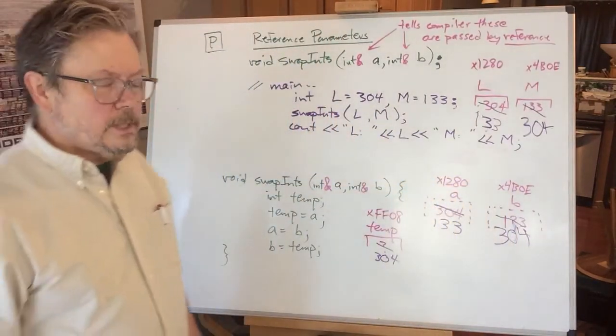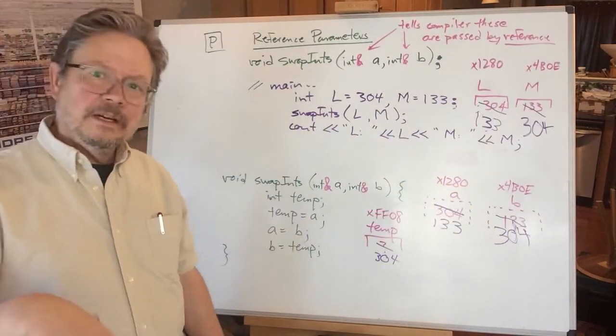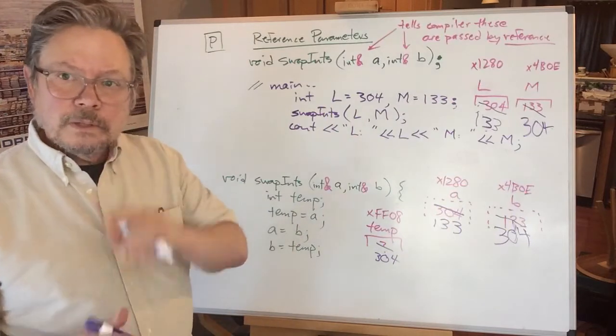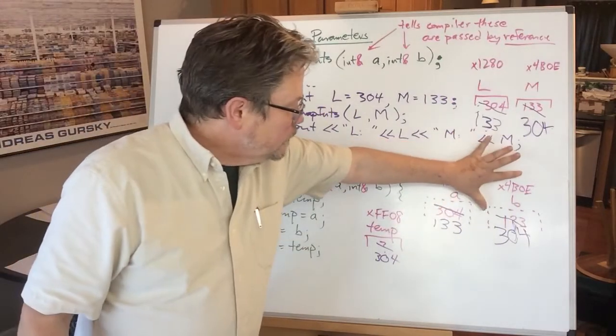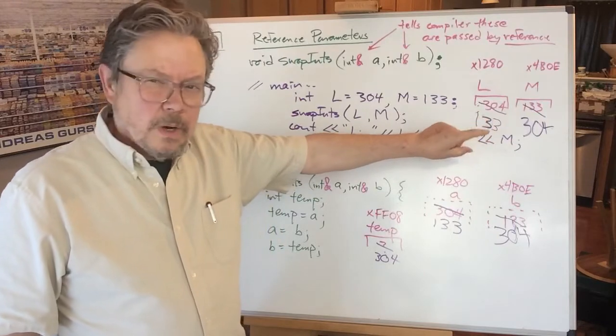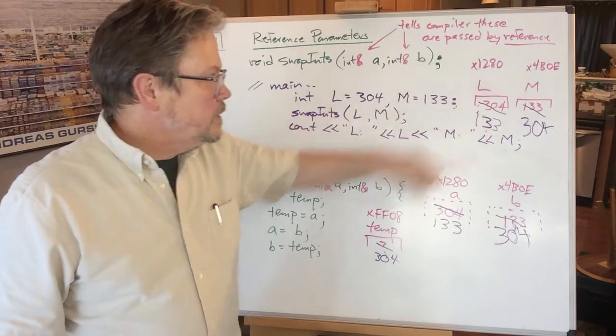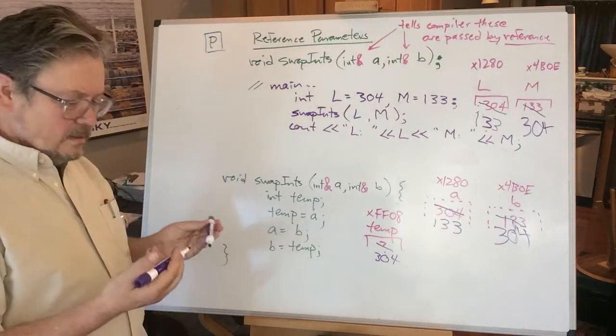I didn't want to do them in sequence because it made it look like, well, it did this and then it did that and all that. It all happened at one time. Those 304s are actually one and only one 304 that lives at address 4B0E.